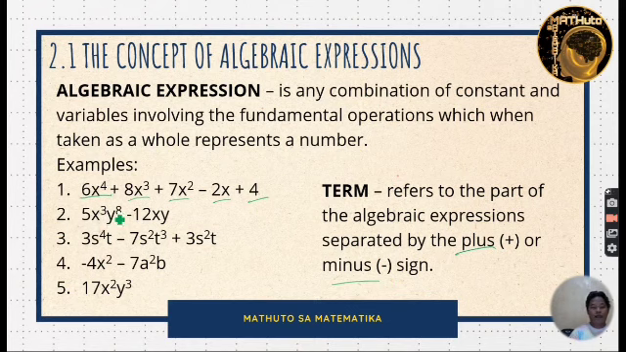So, dito po, sa number 2, mayroon tayong dalawang terms, kasi separated by minus sign. Dito sa pangatlo po, we have 3 terms: 1, 2, 3. And for our fourth example, we have 2 terms. And for the fifth example, we have only 1 term po.